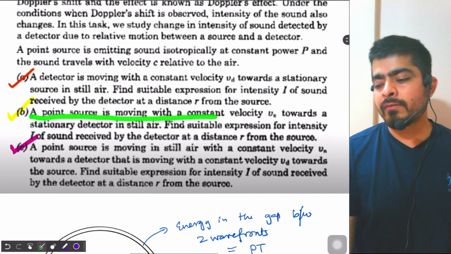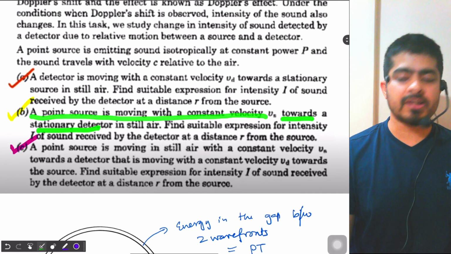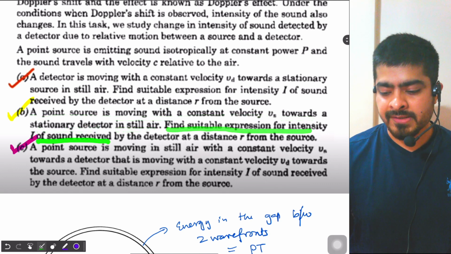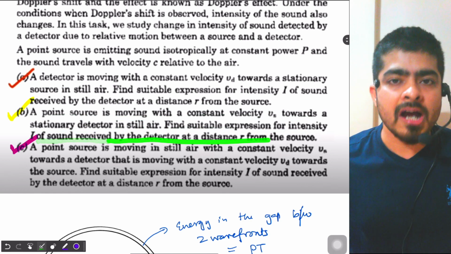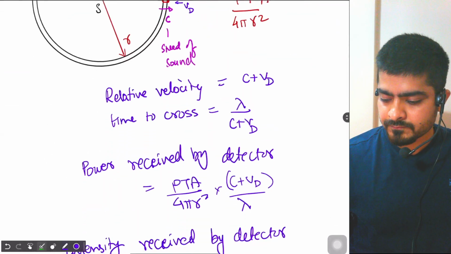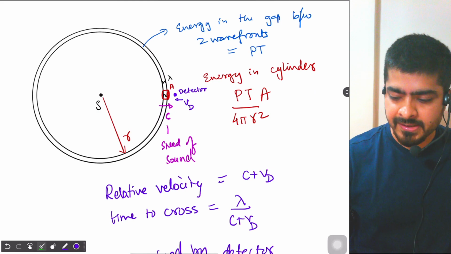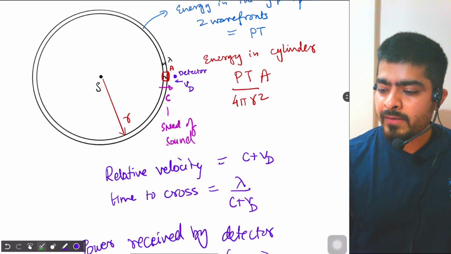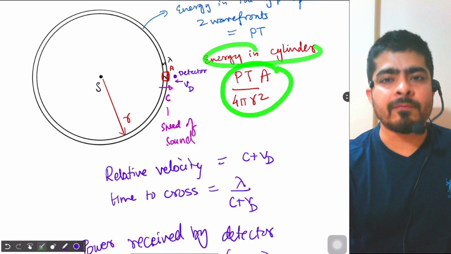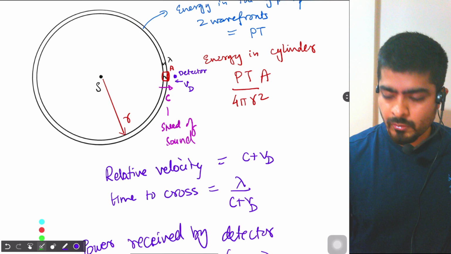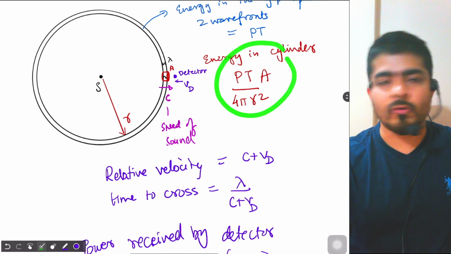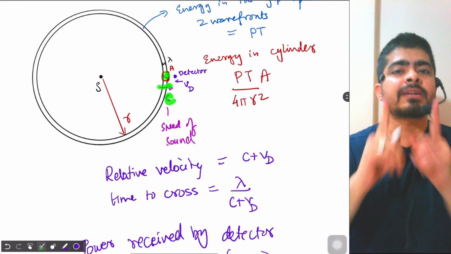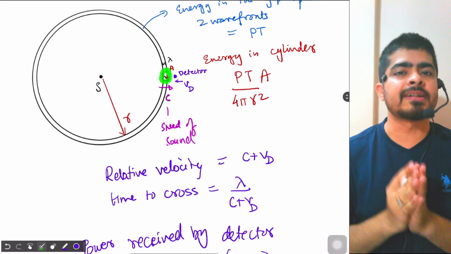Point source is moving with a velocity vs towards a stationary detector in still air. Find suitable expression for intensity I of the sound received by the detector at a distance r from the source. Now again we follow the same principle that we applied over here, but we have this energy in a cylinder equal to PTA by 4 pi r square. So we will use again the same formula, PTA by 4 pi r square. And speed of the cylinder is equal to c. But now the length of the cylinder has changed.